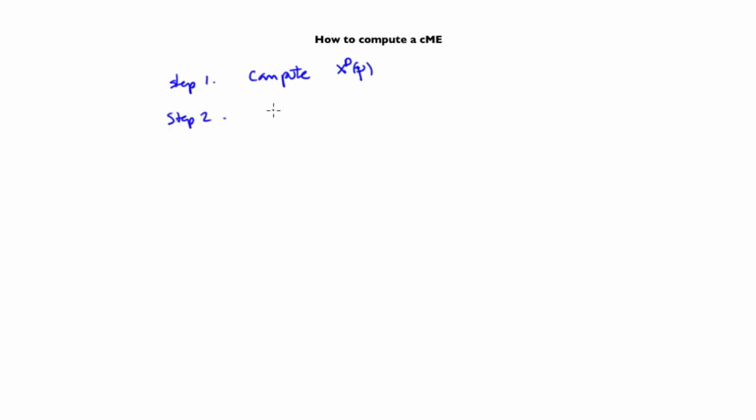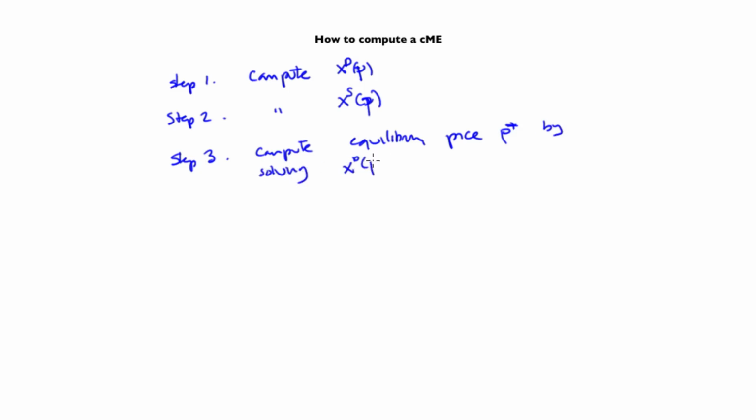Step two, you want to compute the aggregate supply function, xs of p. How do you do that? You compute the individual supply curves, and then you add up horizontally. Step three, you compute the equilibrium price, P star, by solving the equation xd of p equals xs of p. You find the price that clears the market.